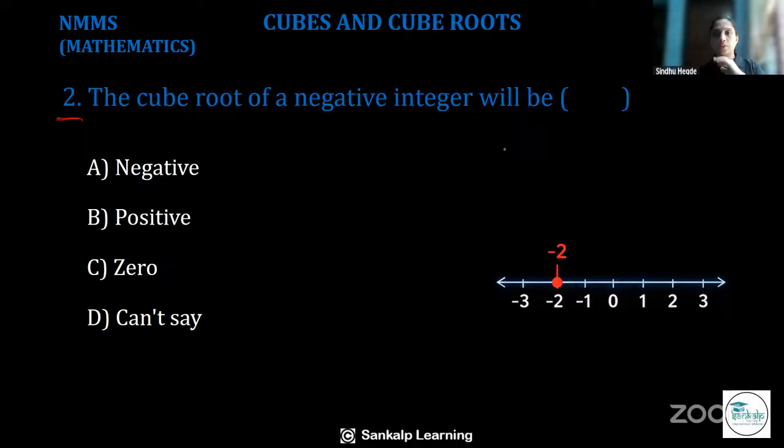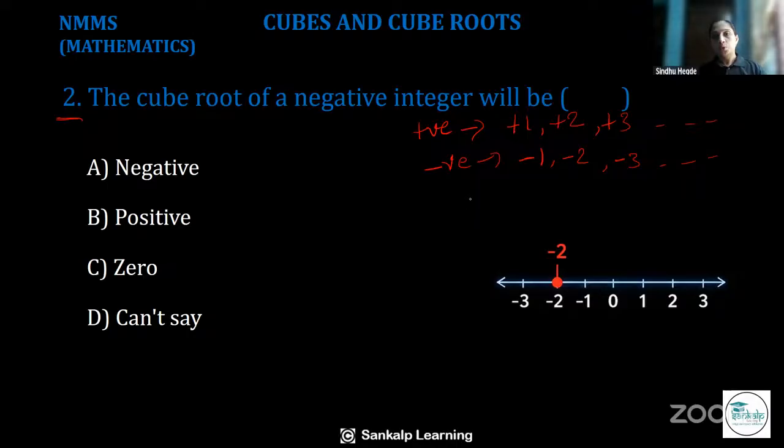As we know, what is integers, what comes under positive integers, what are negative integers. For example, +1, +2, +3, and so on, all come in positive integers. Negative is nothing but minus 1, minus 2, minus 3, and so on. These all are negative integers. Cube root of a negative integer will be what?